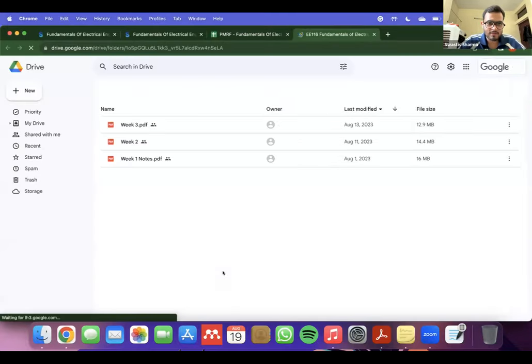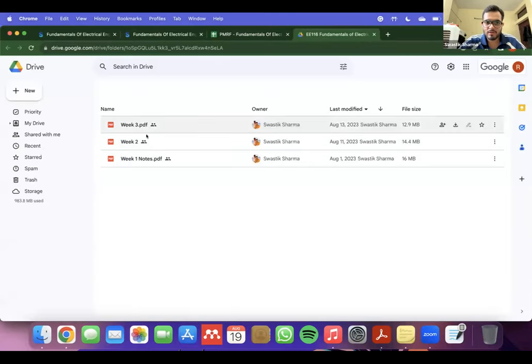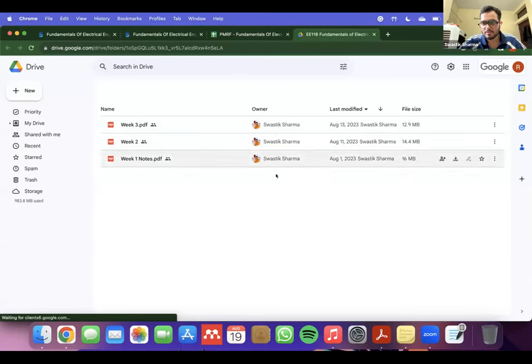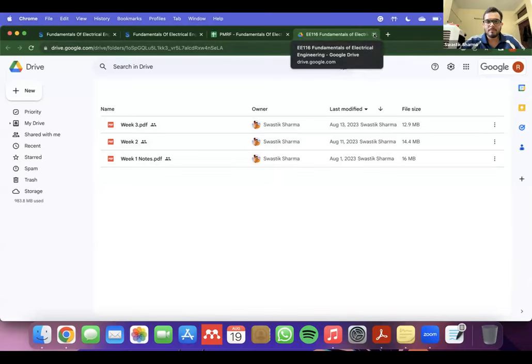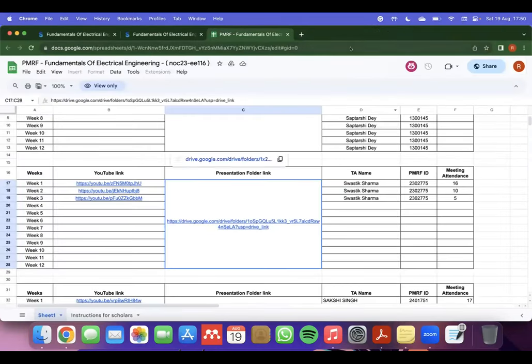I opened it. I see three notes, week one, week two, week three, all by me, Swastik Sharma. Yes, sir, I will see it. Maybe your internet connection is slow. It's there. I upload it regularly. Yeah, no worries.